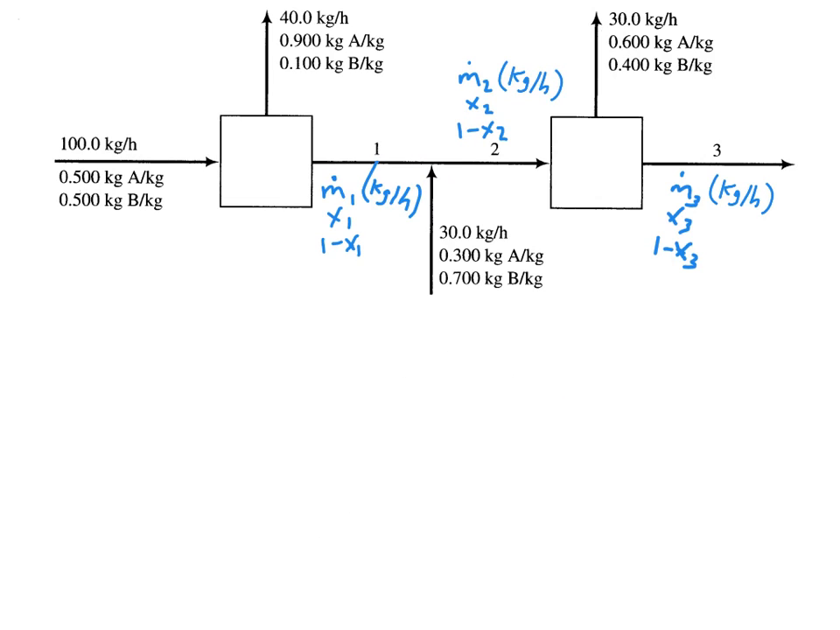I can go ahead and do some degrees of freedom around this unit here. If I do that, I will get my degrees of freedom as 0, because I'll have 2 equations, because there's two species in this, and I'll have 2 unknowns, M1 and X1. I could also do some degrees of freedom around this unit and try to figure it out. In that case, I'd find the degrees of freedom is 2, because I would have 4 unknowns, M2, X2, M3, and X3, but only 2 equations. So I can't solve it.